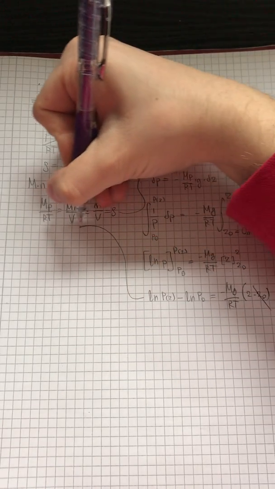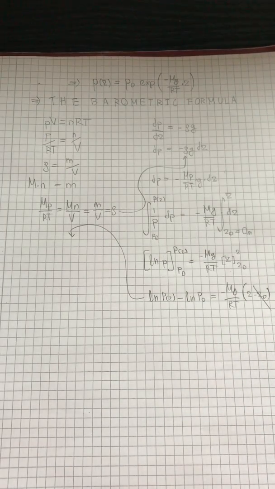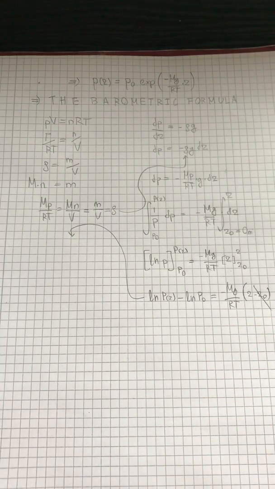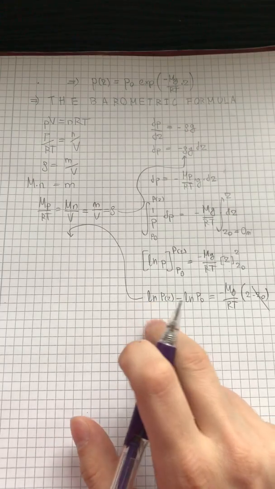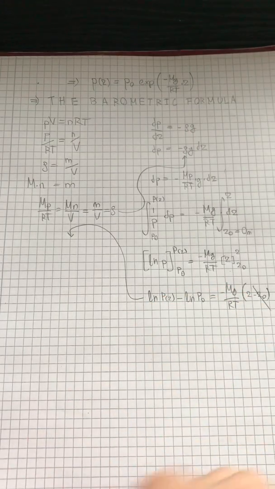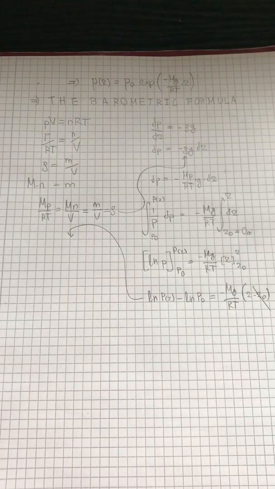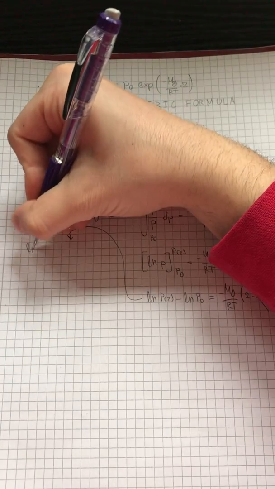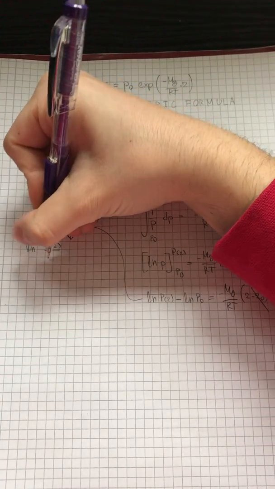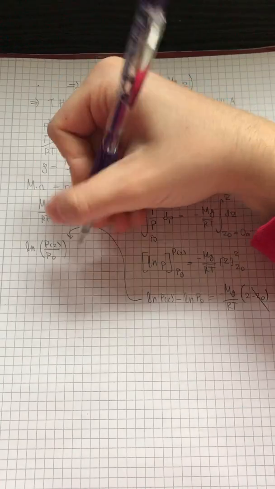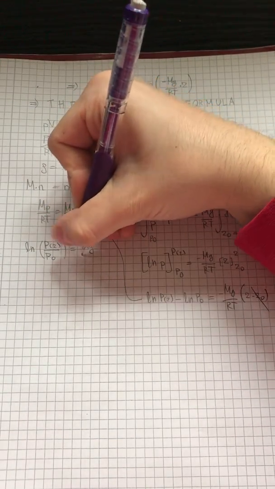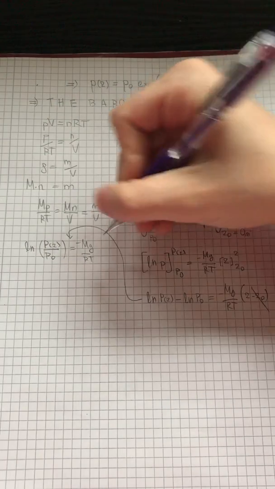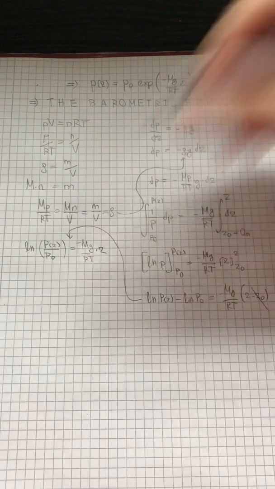Let's follow on to fill up this empty space on this page so that we don't waste paper, and let's remind ourselves that there's a log property that tells us ln x minus ln y is equivalent to ln x over y. And by the same principle, we can write that, which is equivalent to minus mg over RT, well, there's a minus there, multiplied by z, our height.